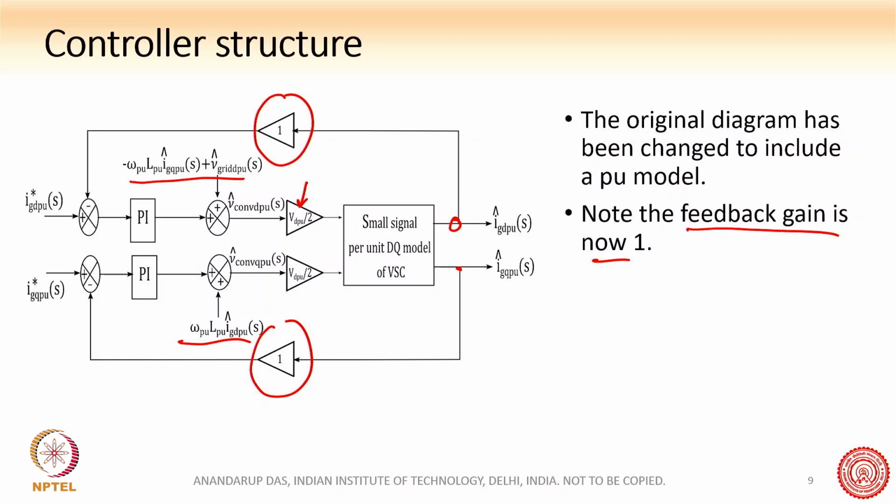And here the converter voltage gain corresponds to the DC link of the converter, and this has been introduced here. This is also in per unit, so the DC link voltage is also in per unit. I'll show how this is developed. So this is the overall model, where the IGD star and IGQ star per unit quantities have been given.